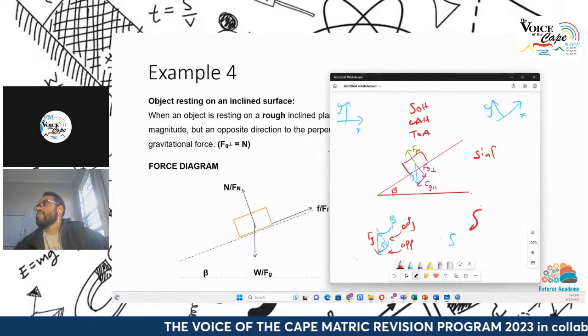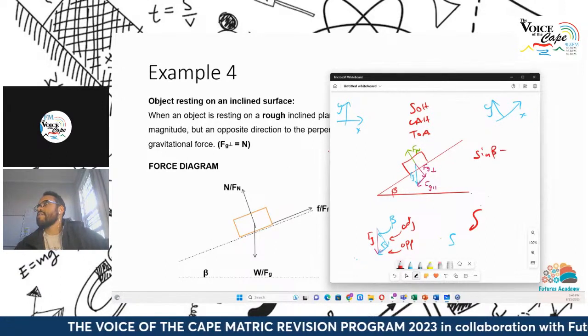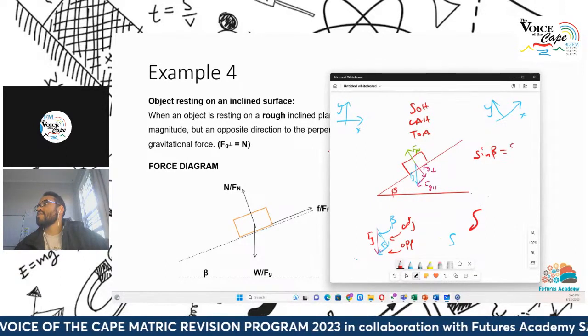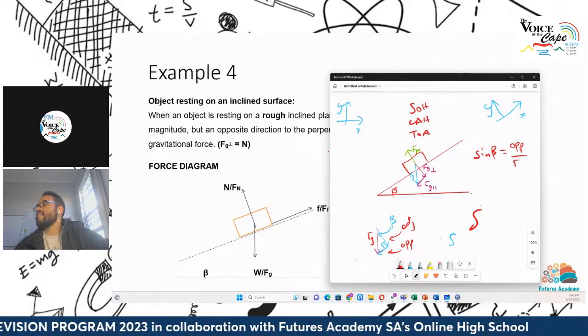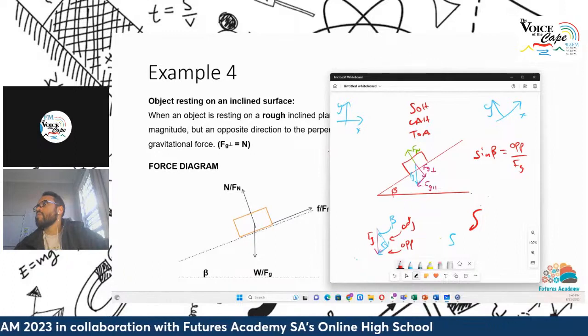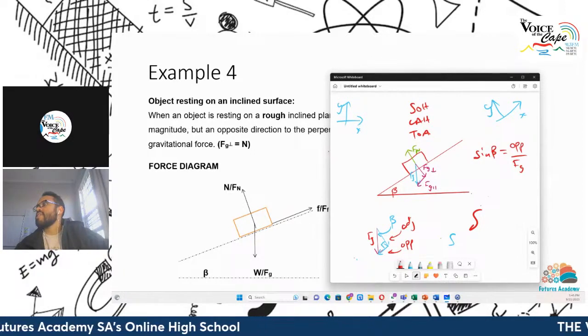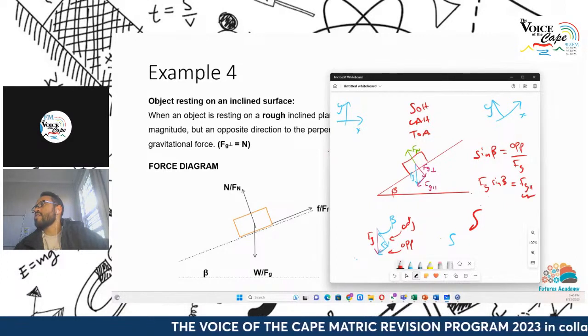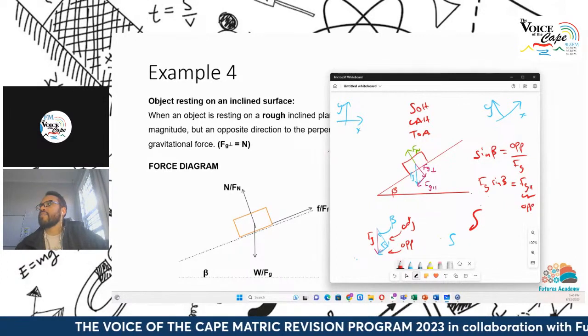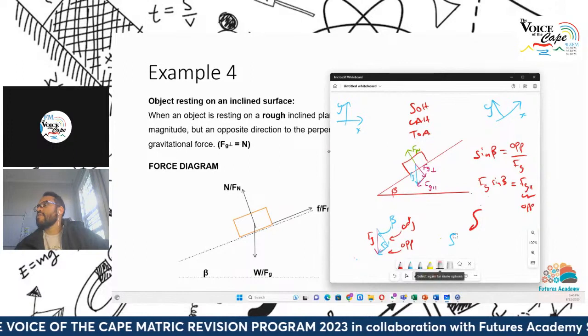Sine of this angle over here, beta, is equal to the opposite, which is this side over here, divided by the hypotenuse, which is F little g, right? But we also know that the opposite side was Fg parallel. So we can say that Fg sine of beta is equal to Fg parallel, and that's because Fg parallel is the opposite side, okay?